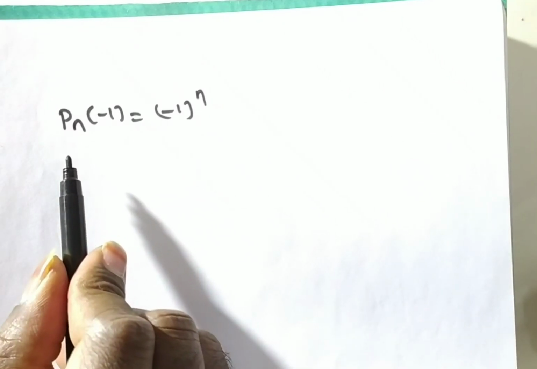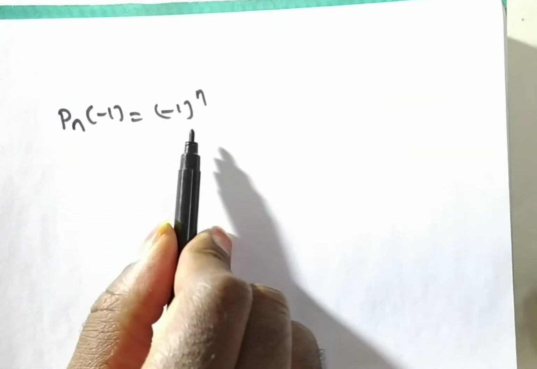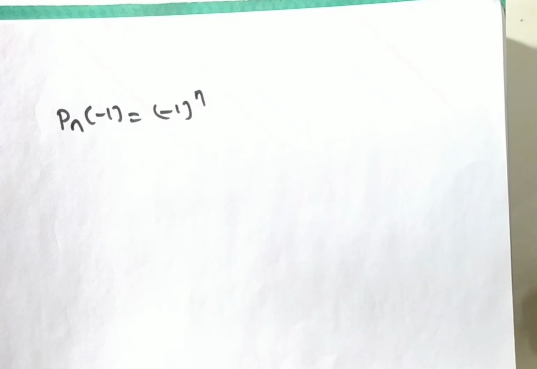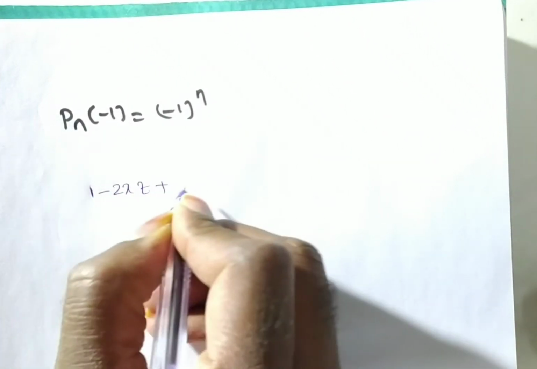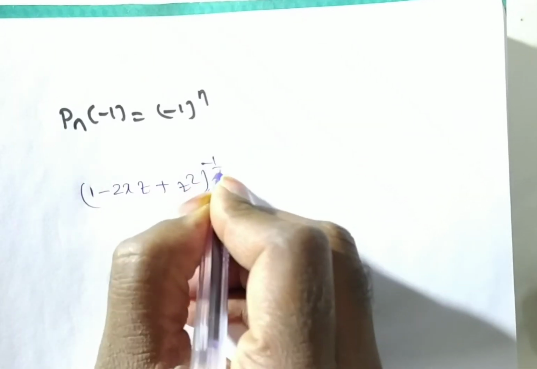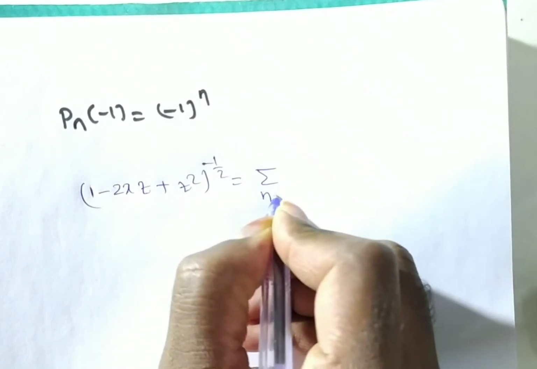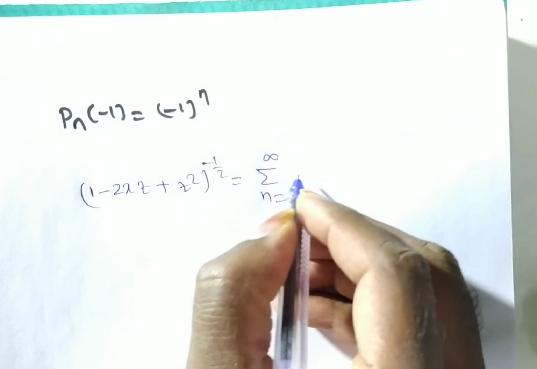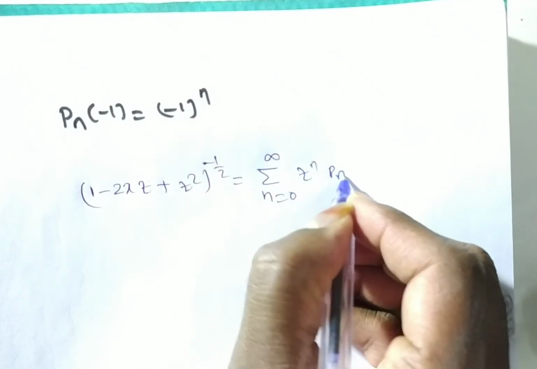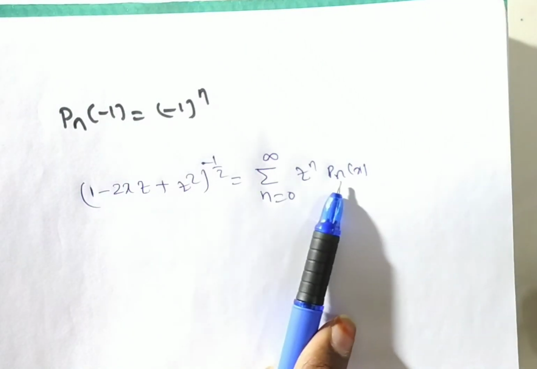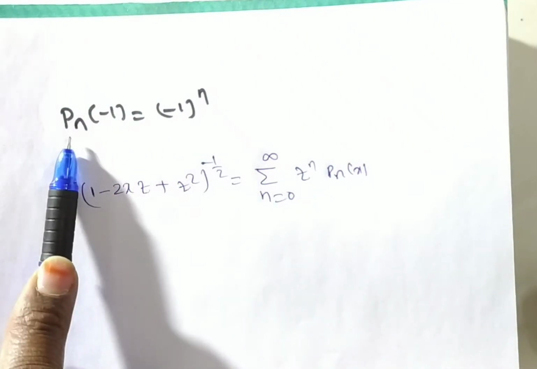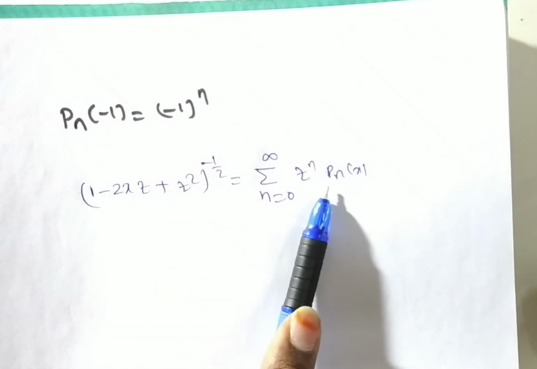Now we are proving Pn of minus 1 is equal to minus 1 to the power of n. For this, what do we require? Generating function. The generating function is (1 minus 2xz plus z square) whole to the power of minus 1 by 2 is equal to summation n is equal to 0 to infinity z to the power of n into Pn of x. But here I require Pn of minus 1, and here you have Pn of x.